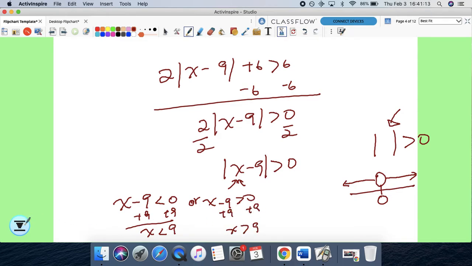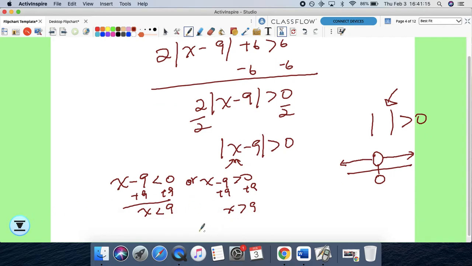So on the number line, it looks like this. Here's 9. 9 doesn't work. So let's put 9 here. 9 minus 9 is 0. Absolute value of 0 is 0. So is 0 greater than 0? No. So 0 definitely doesn't work.